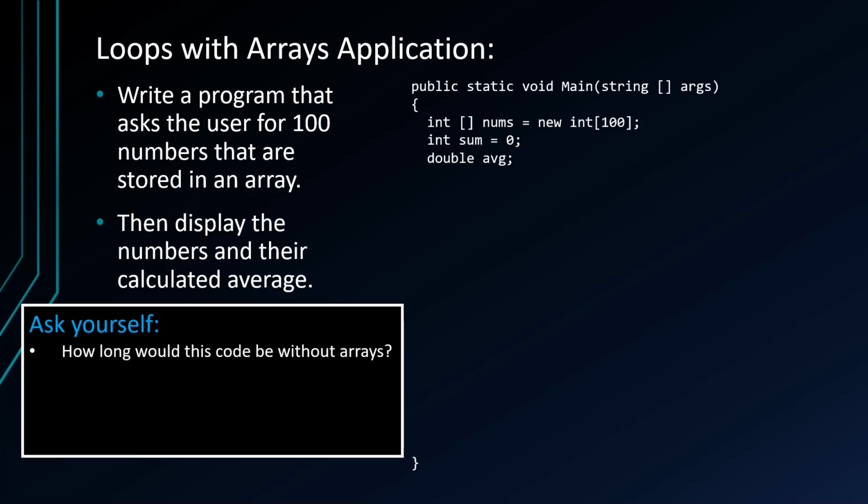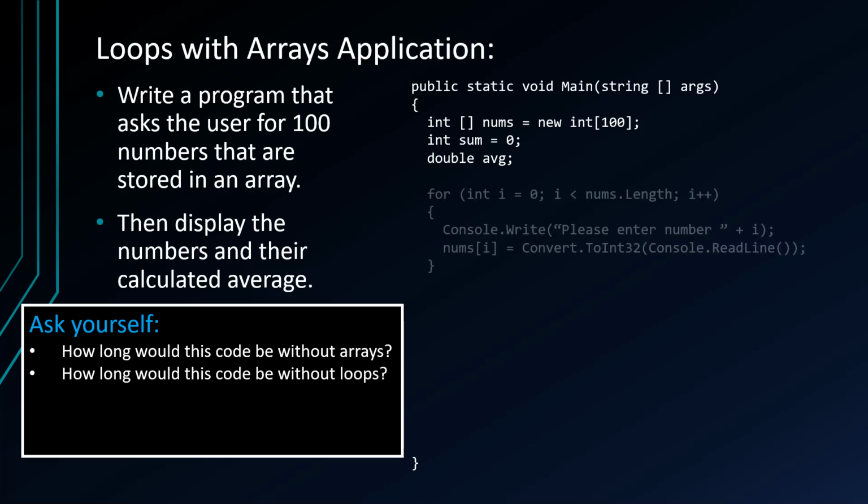Now I want you to ask yourself for a second, how long would this code be if we didn't have arrays? Well, first of all, we would have 100 separate variables just to represent the data. And then we would have to go through a very long sequence of additions. So let's say those variables were called num1, num2, num3, num4, all the way up to num100. That would be a very long addition statement. Probably something you don't want to write. How long would this code be without loops? Well, let's see how long it is with loops.